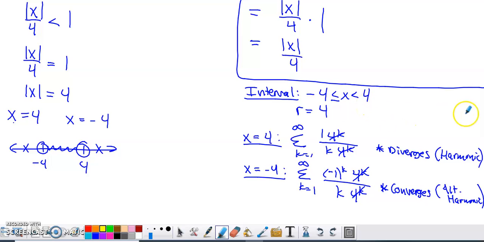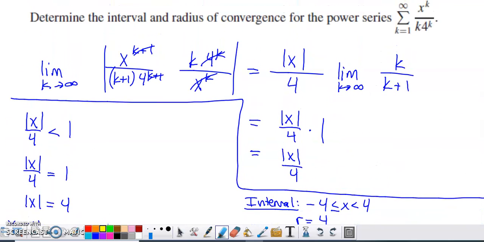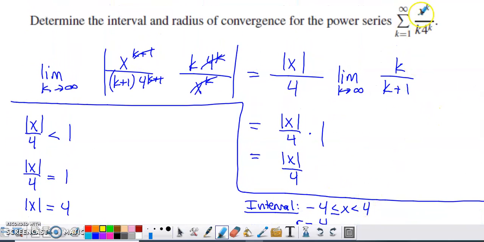So to do that, we're going to take those endpoints. So we'll take 4 and we'll put 4 in place of the x, right? What happens when x equals 4? When x equals 4, do we get a series that converges? If so, we can include 4 within this interval. Do we get a series that diverges? If that's what happens, then we don't include 4.